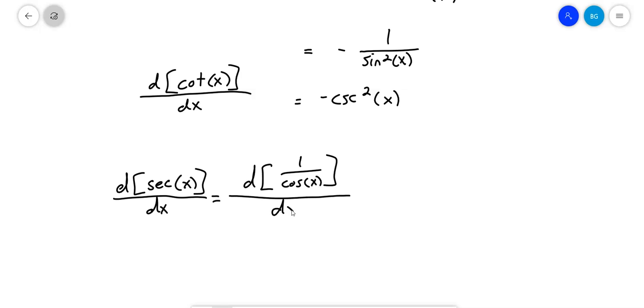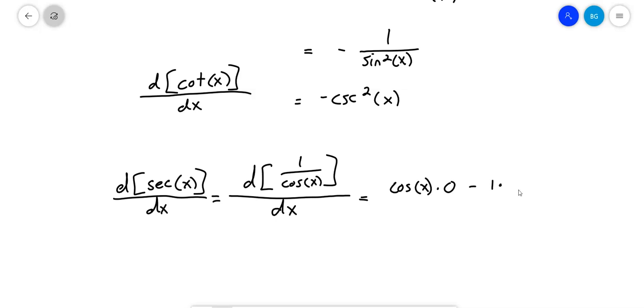All right, let's see here. I guess it is time for quotient rule again. So we'll go low. Now this is interesting. When I do the derivative of the high function, it just goes to 0, right? The derivative of a constant is 0. So low d high minus high d low.